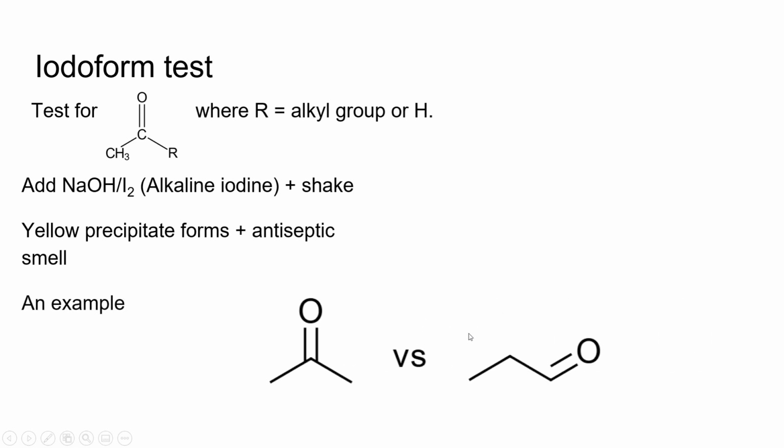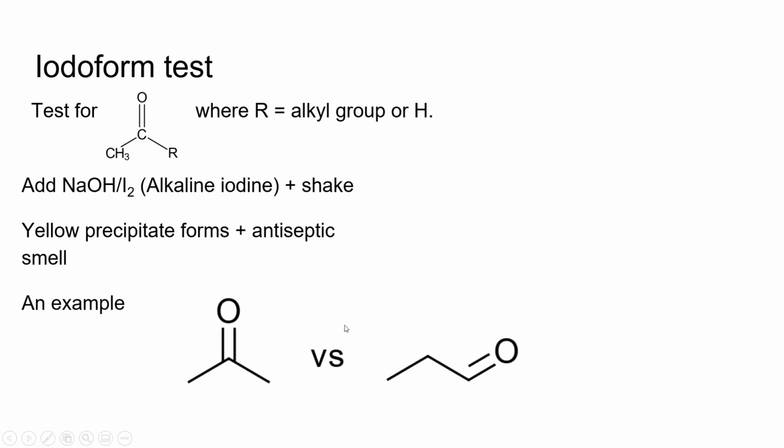So as an example, we have acetone versus propanol. Acetone has this methyl group next to the carbonyl. Propanol does not, so we'll expect a positive result from acetone and a negative result from propanol.